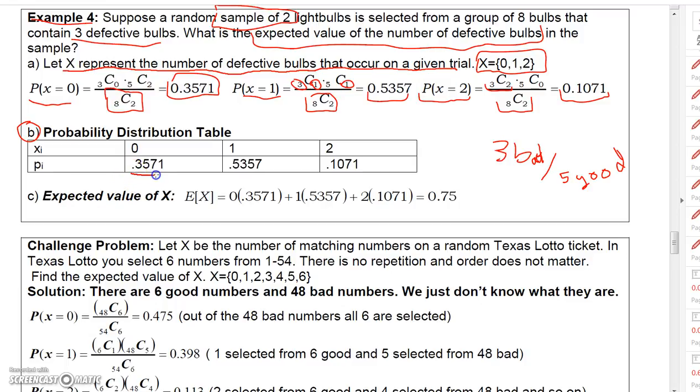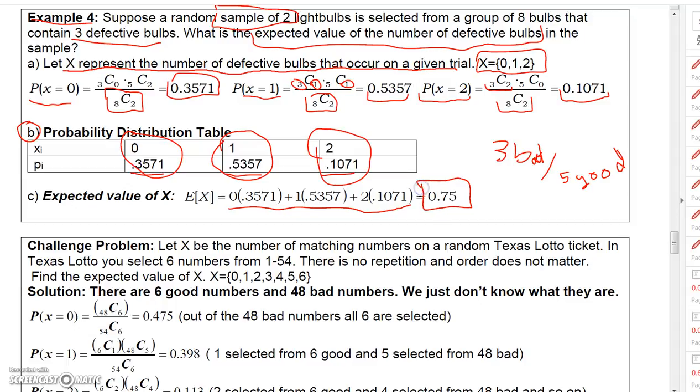Okay, then I put the 3 probabilities in my table, and then I calculate the expected value by just multiplying each pair: 0 times 0.3571, 1 times 0.5357, 2 times 0.1071. I did those calculations down here, and then you add them together and you get 0.75.